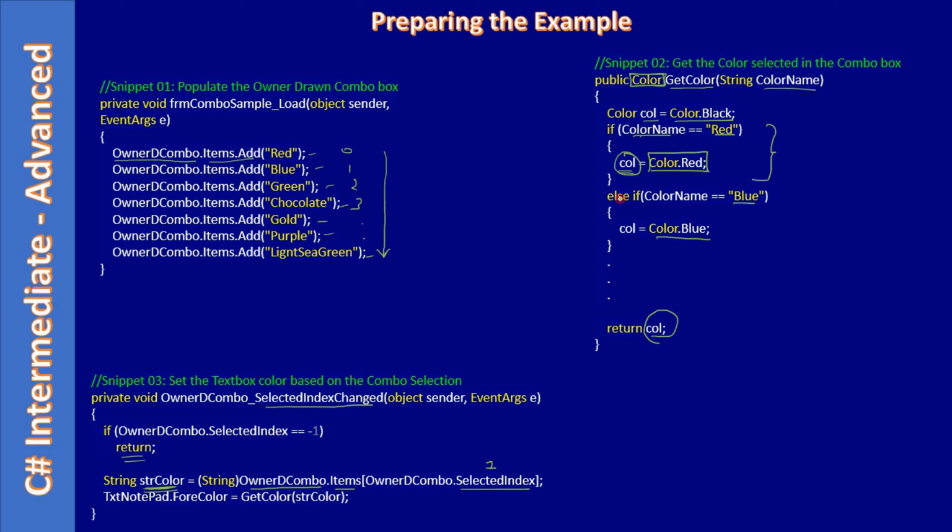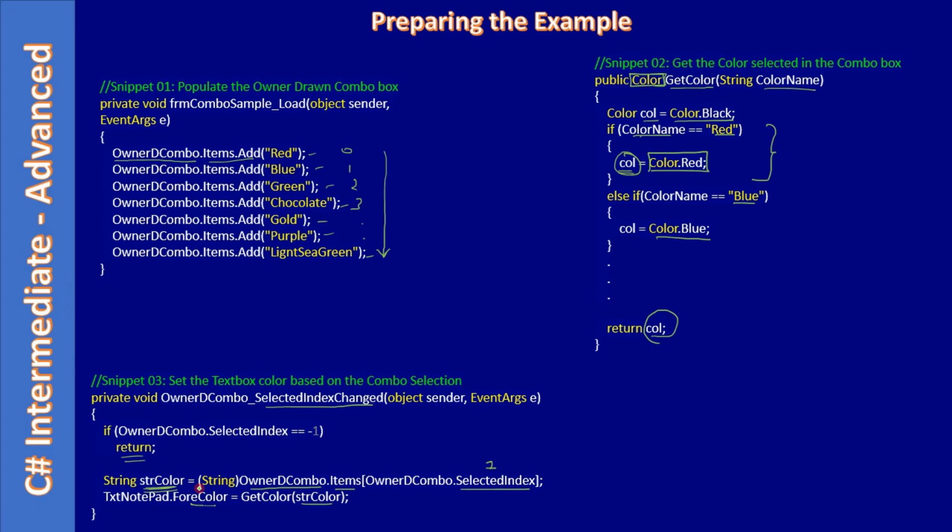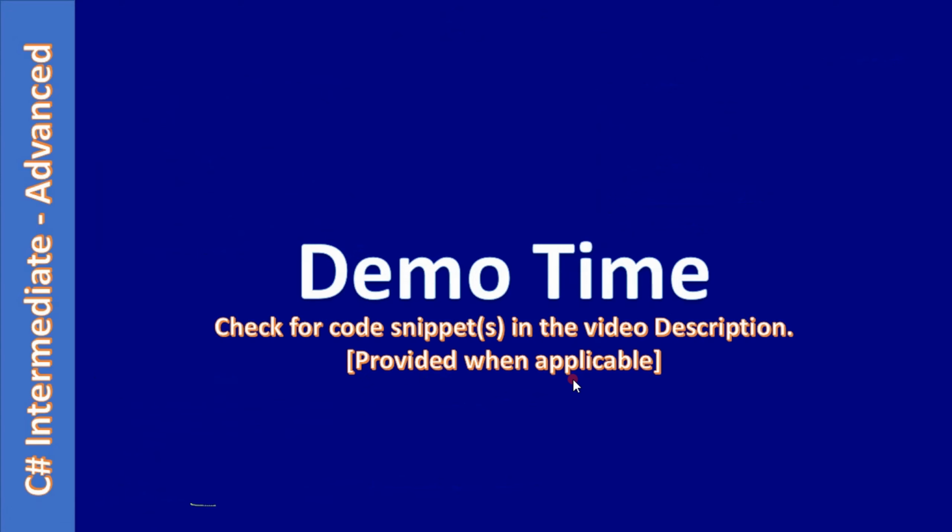and store that as a string color. After that, we make use of getColor and we pass this string and we retrieve the color object and we assign that to the foreColor property of our txtNotepad. txtNotepad is nothing but our multi-line text box, and we access its foreColor property and assign the color returned by this getColor. Now we will go to the demo and prepare this example.